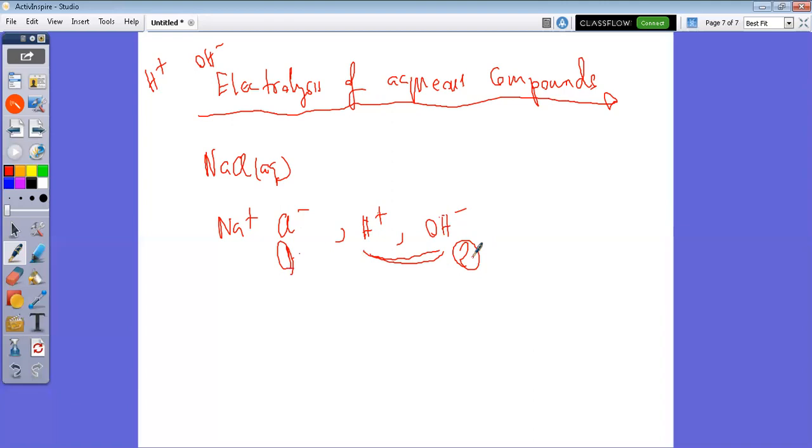So we use what is called the reactivity series. Are we together? You can write that down: to determine which ions are to be discharged in aqueous compounds, we use the reactivity series. The least reactive is the one that is always preferentially discharged.